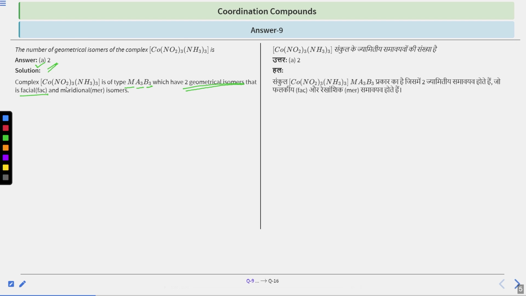So the complex given in the question is of the form MA3B3 and it generally has two geometrical isomers. One is facial and another one is meridional. That's why the number of geometrical isomers shown by the given complex will be 2, and thus option A is the correct answer. Okay, let's move on to the next question.